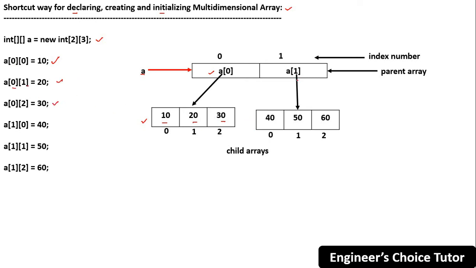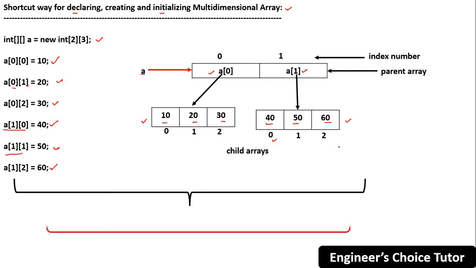You are setting up the values, and A of 1 is pointing to what? Another child array which has the values 40, 50, 60. See, this is A of 1 and here the index is 0. So 1 0 combination 40, 1 1 combination 50 and 1 2 combination is equal to 60. So it becomes 40, 50, 60. The second child array got initialized, right? So this much is pretty much clear. We have already covered it. So what is the shortcut way?